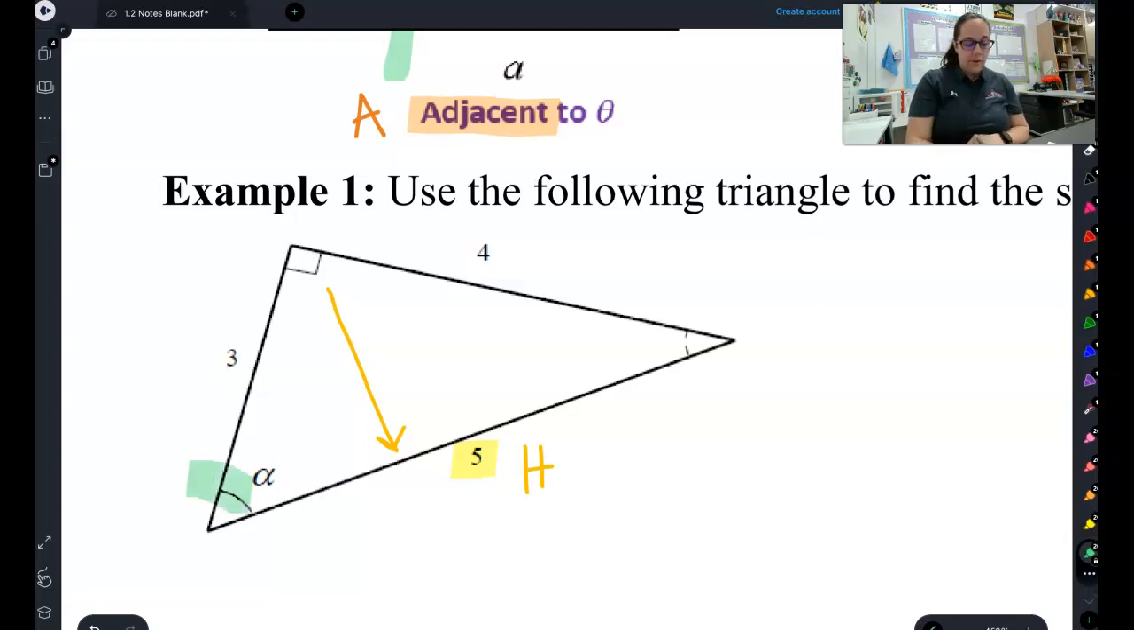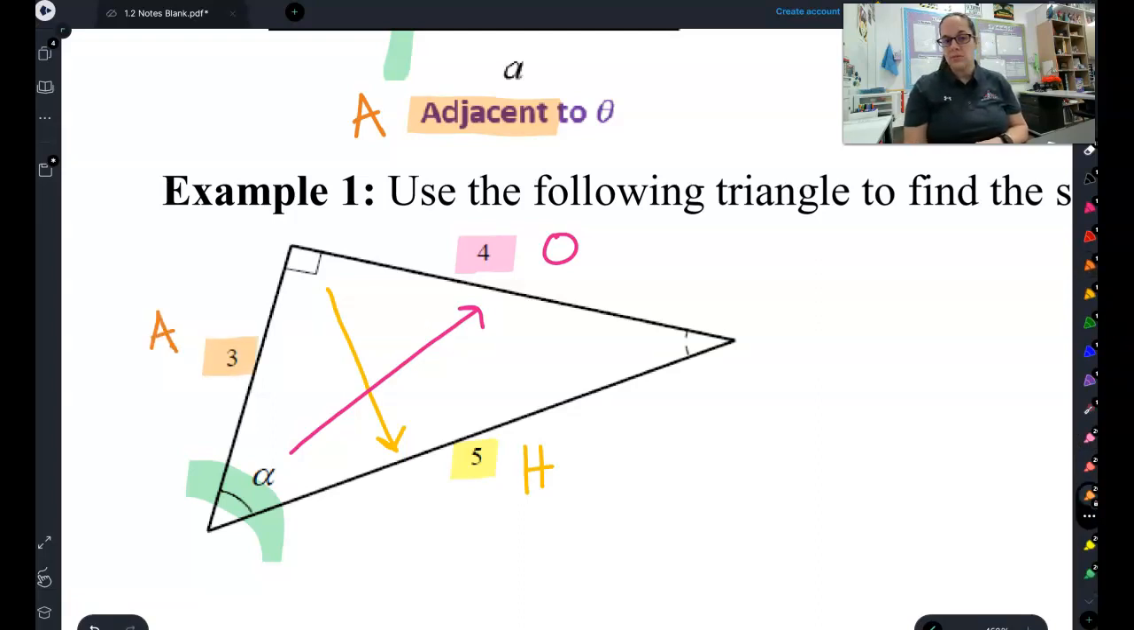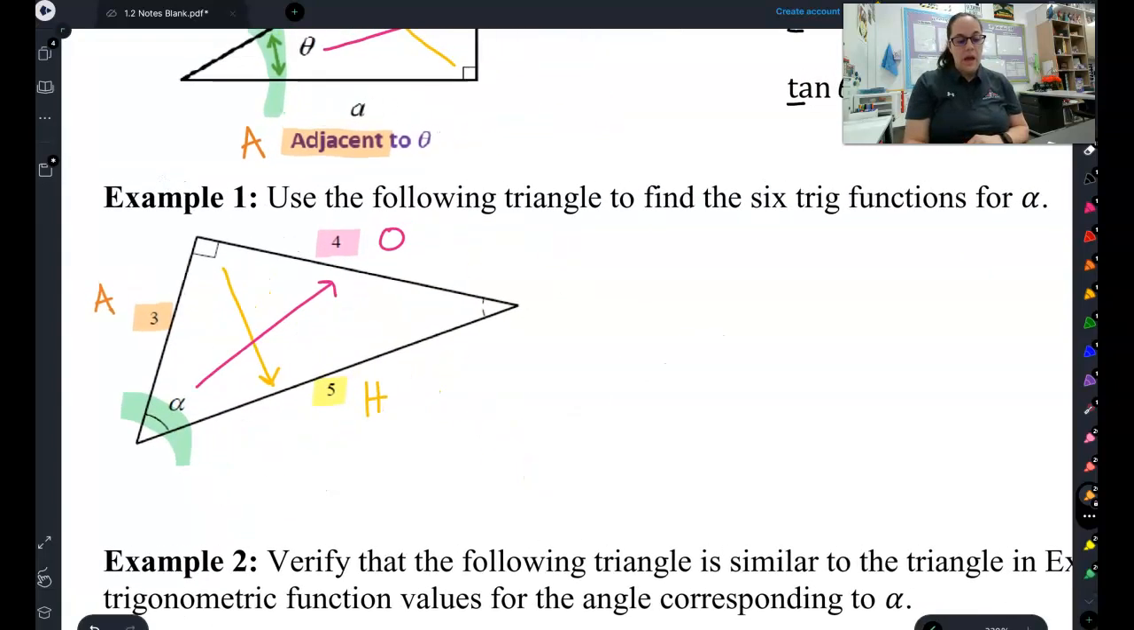Find the angle you're focusing on. There we go. Go across from the angle you're focusing on, and that is your opposite. Check. Then, whatever side is left over, that is your adjacent. Check. And now that we have that all labeled, now we can find sine, cosine, and tangent.